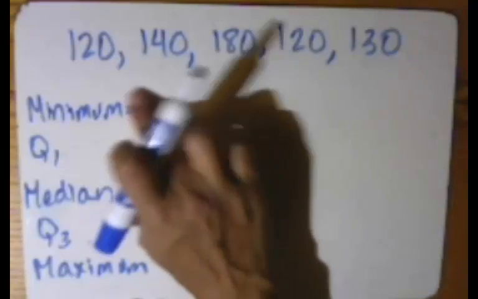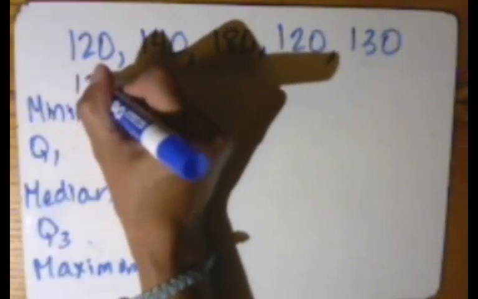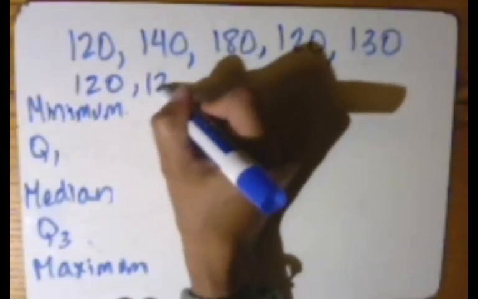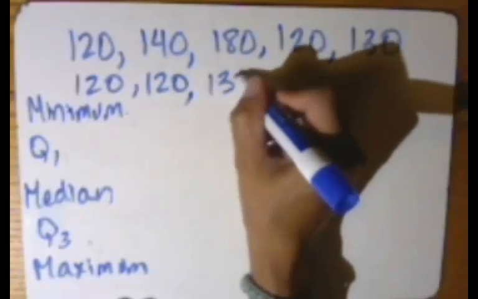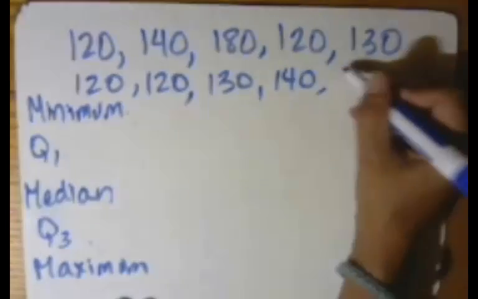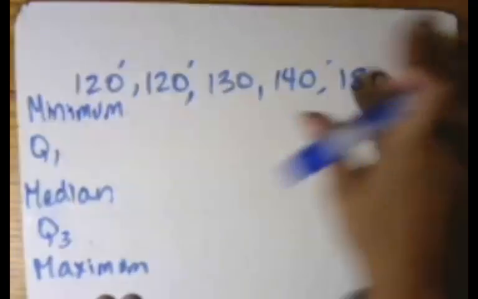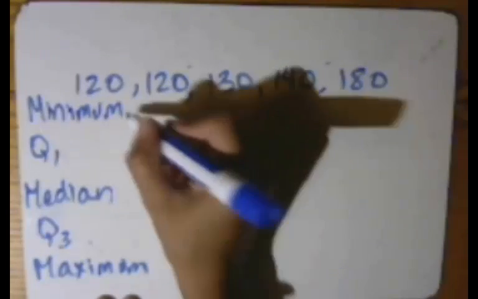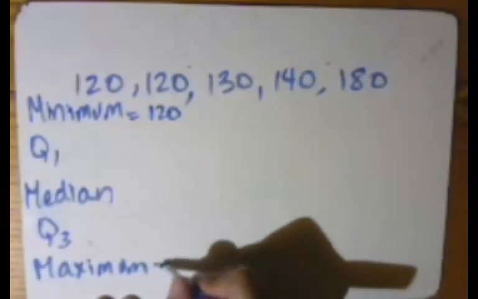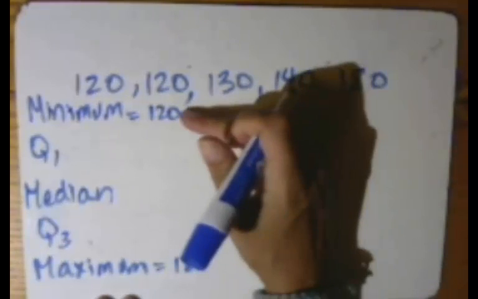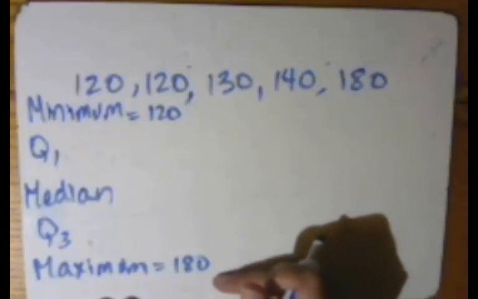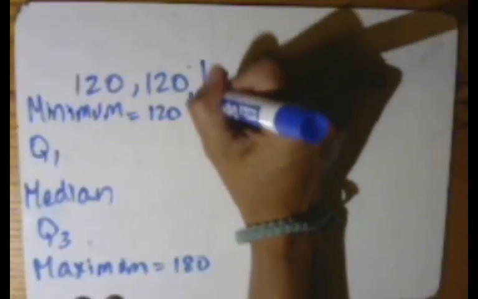So I have to first put these in order. Let's see. We have 120 as our lowest, then another 120, 130, 140, and 180. Alright, now I'm going to get rid of our old data, and we've put it into order. I can easily see our minimum and our maximum now. Minimum 120, maximum 180.